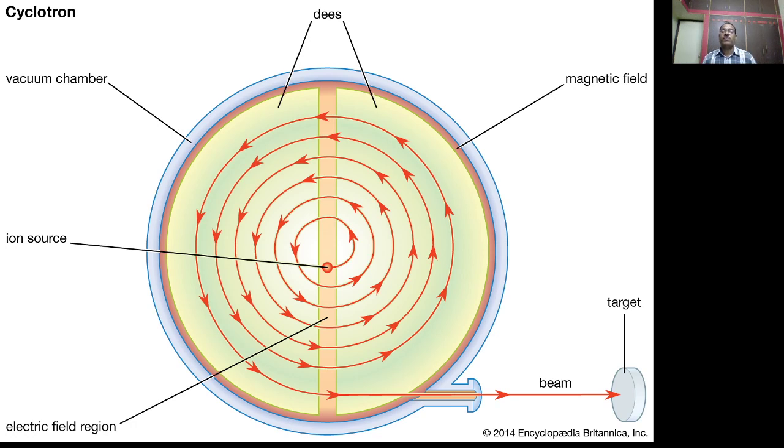The basic principle of the cyclotron is that with the help of the magnetic field, a charged particle moves in a circular path, going round and round. And with the help of the electric field, the charged particle accelerates, which increases its energy.